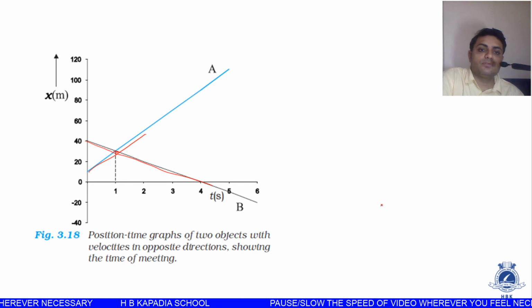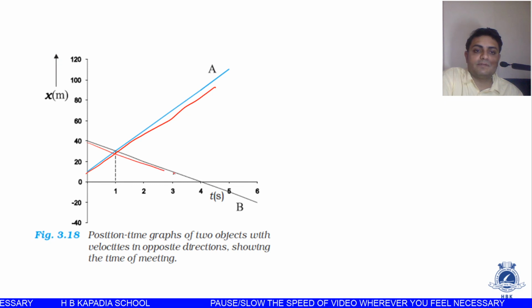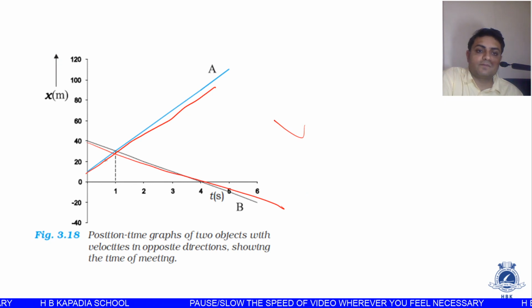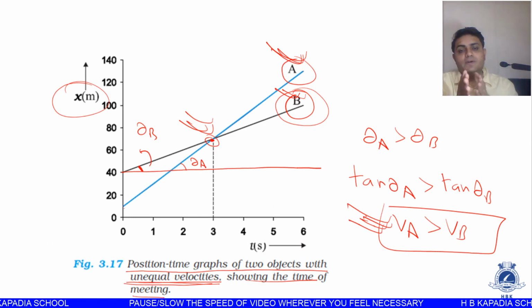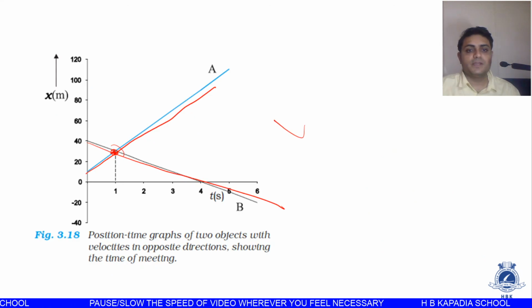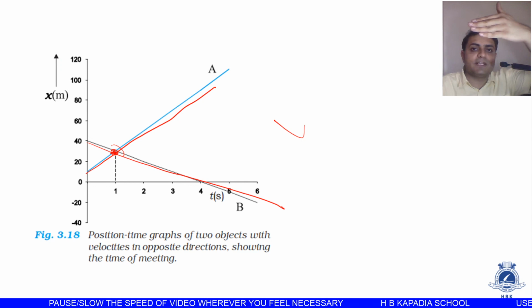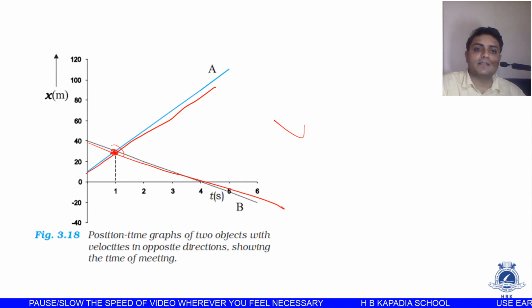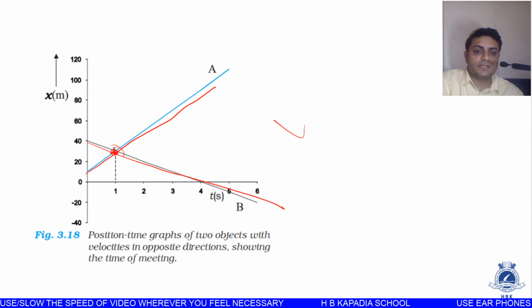But if two things are moving in opposite directions, one along the positive x direction, another along the negative x direction, then the graph will be like this. Of course they will meet each other, but they will be in opposite directions. In the previous graph the two objects are moving in the same direction, one with lesser velocity and another with greater velocity, but in this graph the velocities are in opposite directions. One is moving along the positive x direction, another along the negative x direction. Of course they will meet at a given point, at the point of intersection.